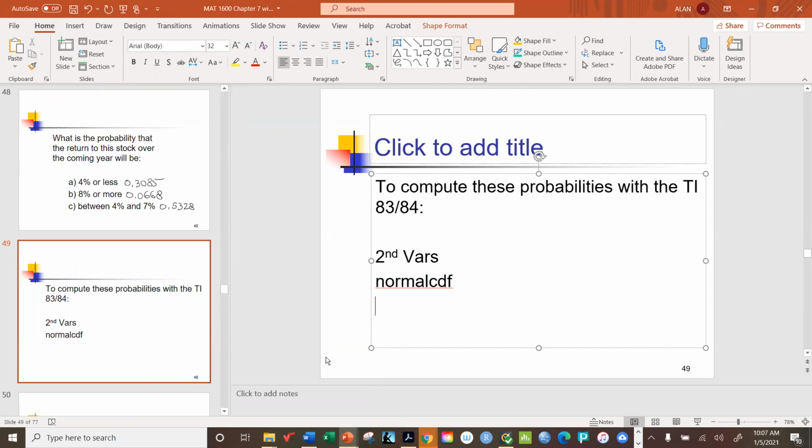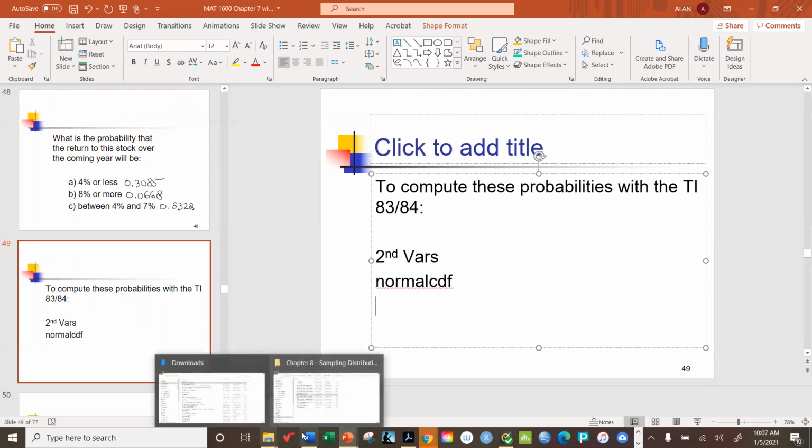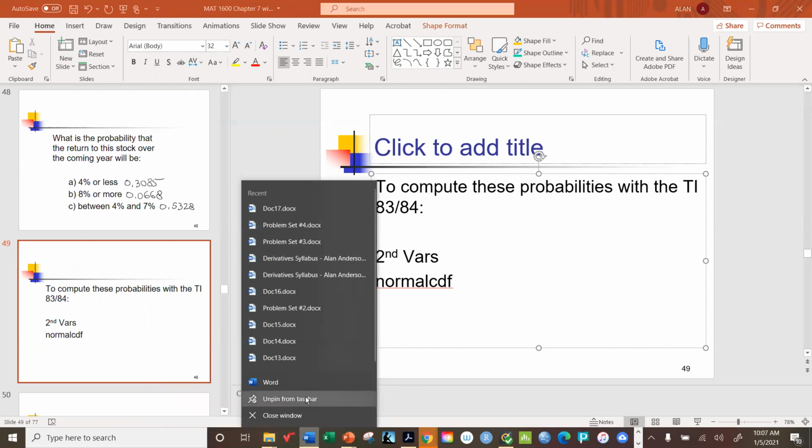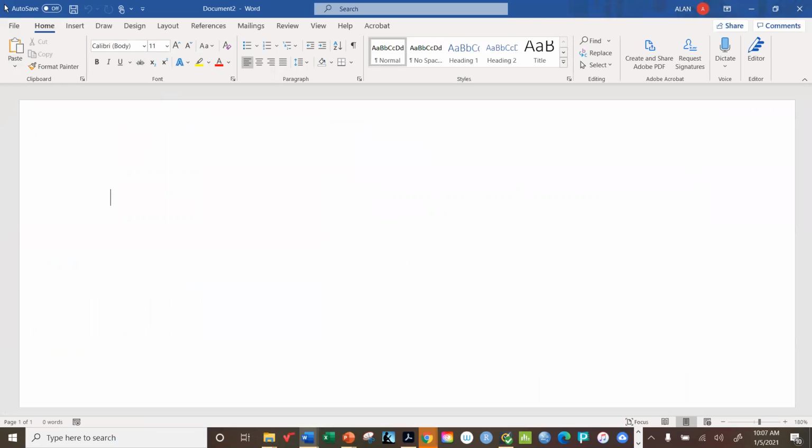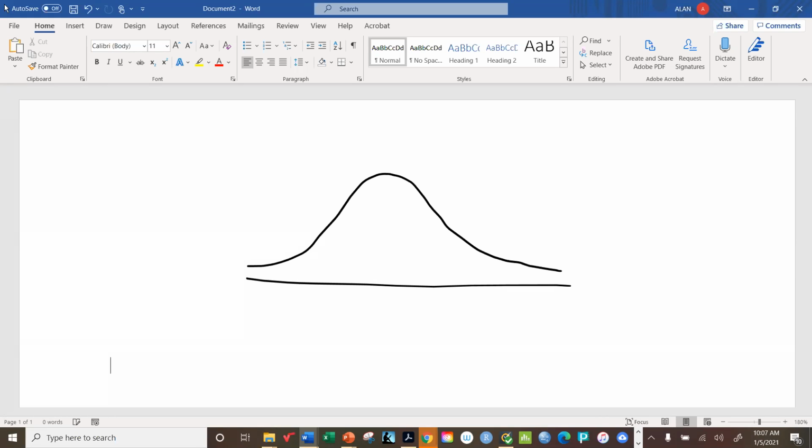Okay, I'll tell you why. Let me just quickly show you this on the side, what's going on with that. If you look at this normal curve, what these functions are actually doing is this. Let's say that z equals 1, which means 1 standard deviation above the mean.